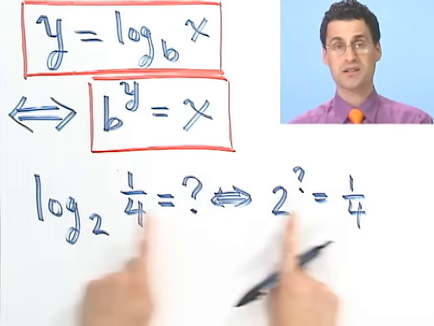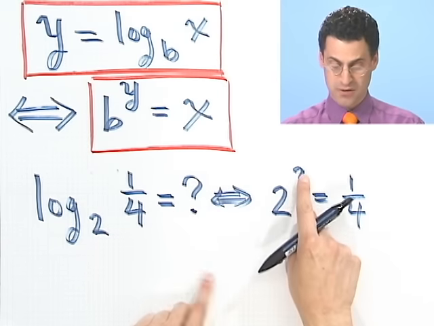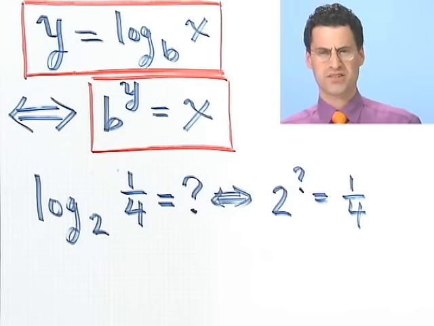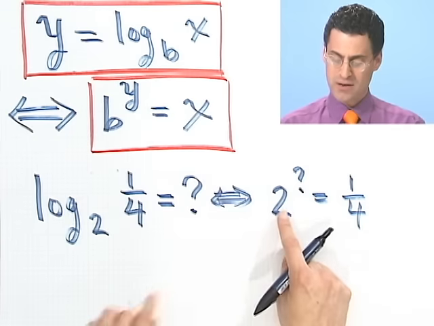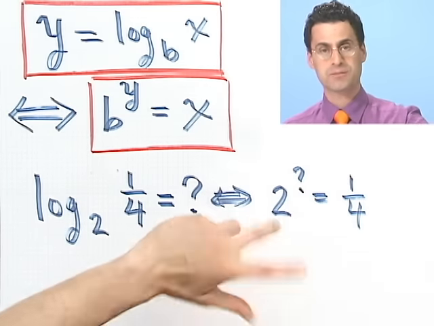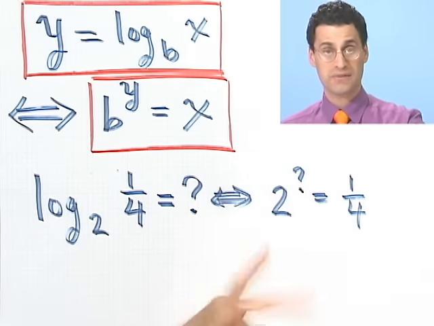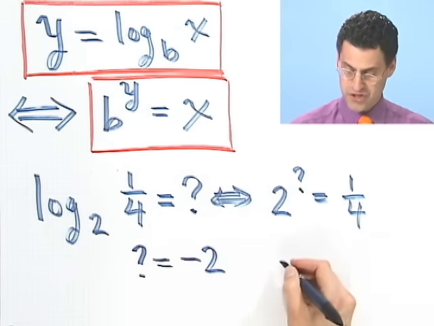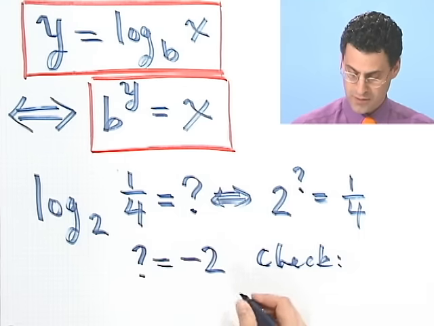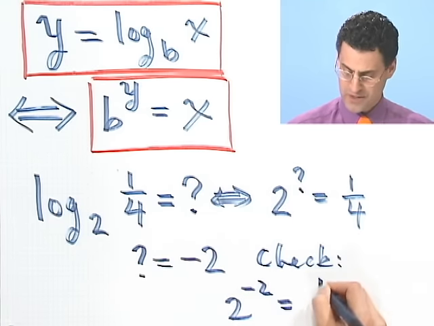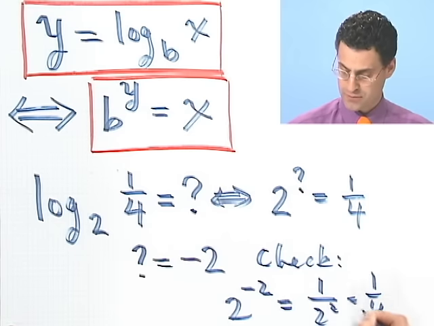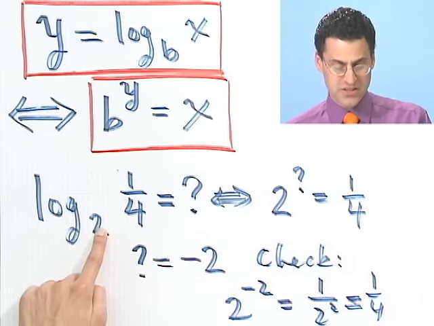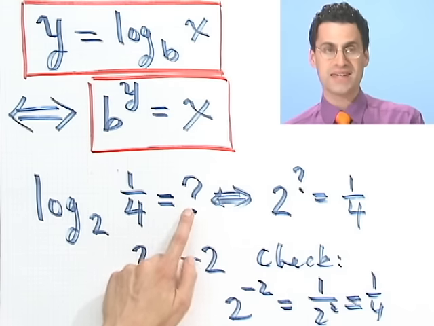You see how I converted from a log to here? A log is the exponent. There's the exponent. I have to raise 2 to get a fourth. Okay, 2 to what power gives me a fourth? This sounds like, gee, how would you do this? Well, think about it. If I want to make it a fourth, I've got to certainly have a negative exponent to flip it. And how do I get it to be a 4? I have to square. So question mark should be negative 2. And we can check: what is 2 raised to the negative 2 power? Well, that's 1 over 2 squared, which is a fourth. So this checks. Log base 2 of a fourth equals negative 2.